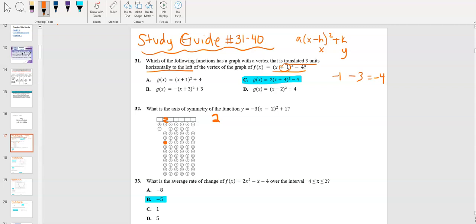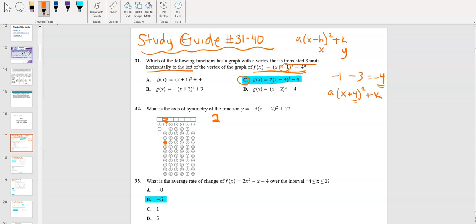Again, when I put this back into vertex form, I'm going to change it to the opposite, which is positive 4. So I'm looking for any graph that has plus 4 in it. It does not want you to translate this graph. It wants you to find any graph that is translated. And that is why C is correct, even though it has the 2 for A. It's not identical to the one above.